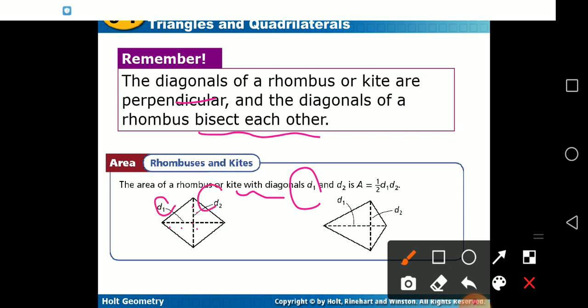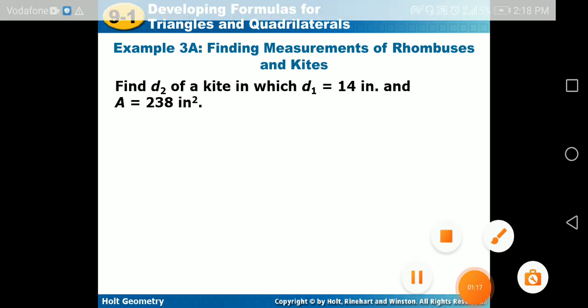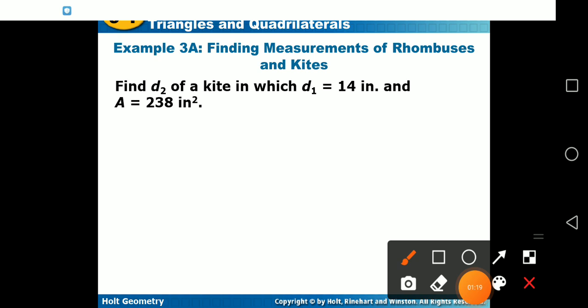So we have here in the rhombus and in the kite the area, which is half d1 times d2. Half d1 times d2. Okay. So he asks me here a question. The lesson is very easy. Don't panic. Finding measurements of rhombuses and kites.